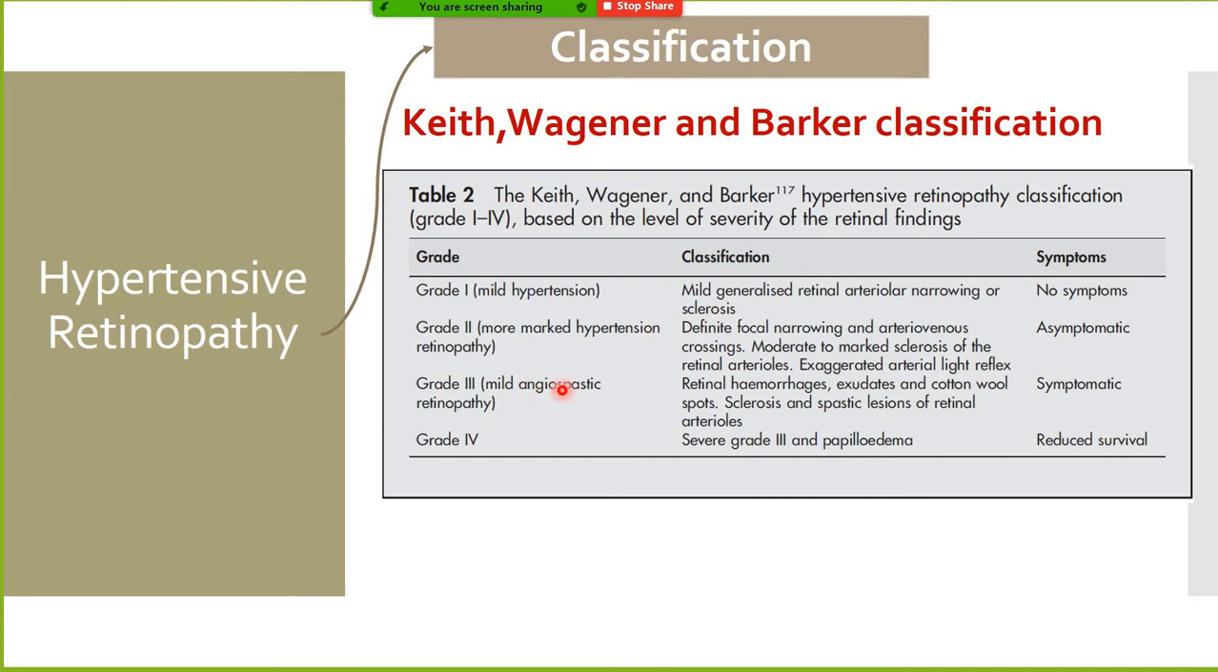When it comes to grade 3, there will be retinal hemorrhages, exudates, cottonwool spots, sclerosis and spastic lesions of retinal arteries. This is a place where a patient will come with some symptoms like eye pain or visual loss. Then comes the 4th grade, where all the findings from grade 3 are present with papillary edema. This is the case where vision retrieval is very hard.